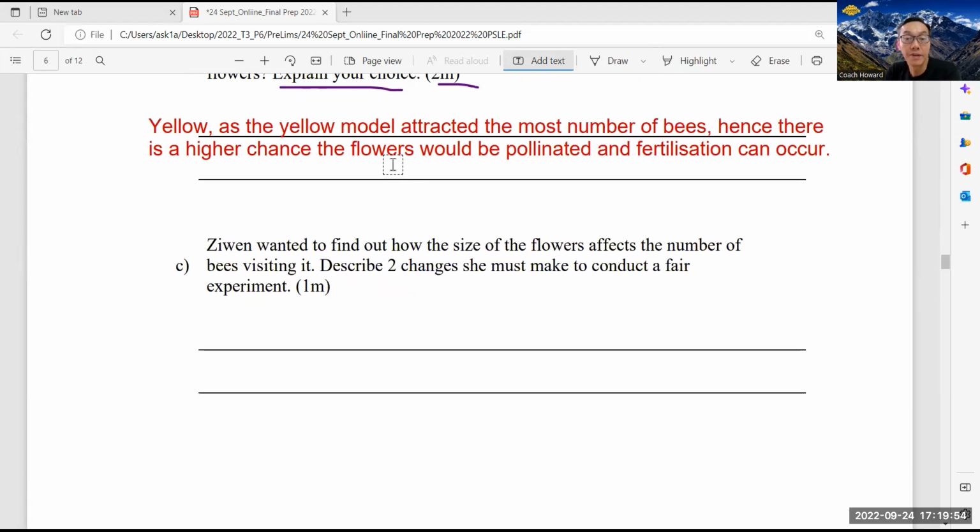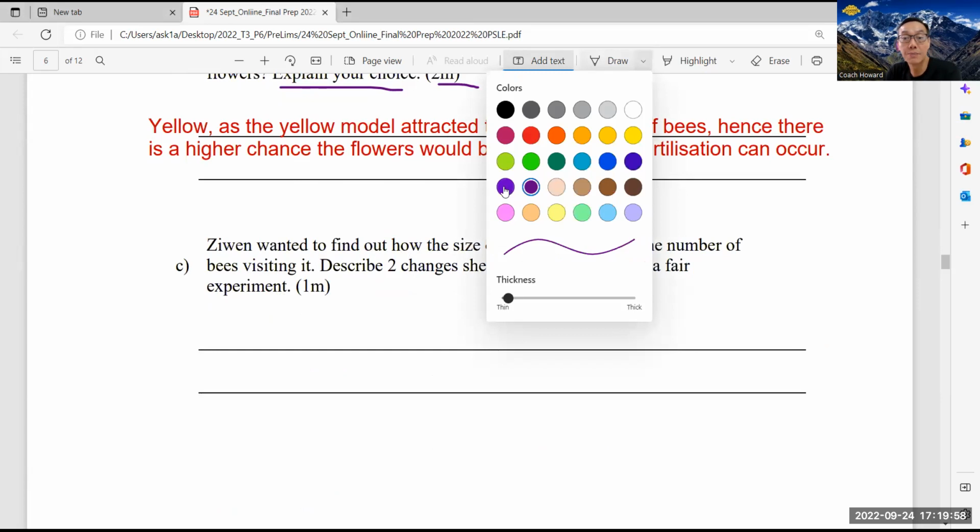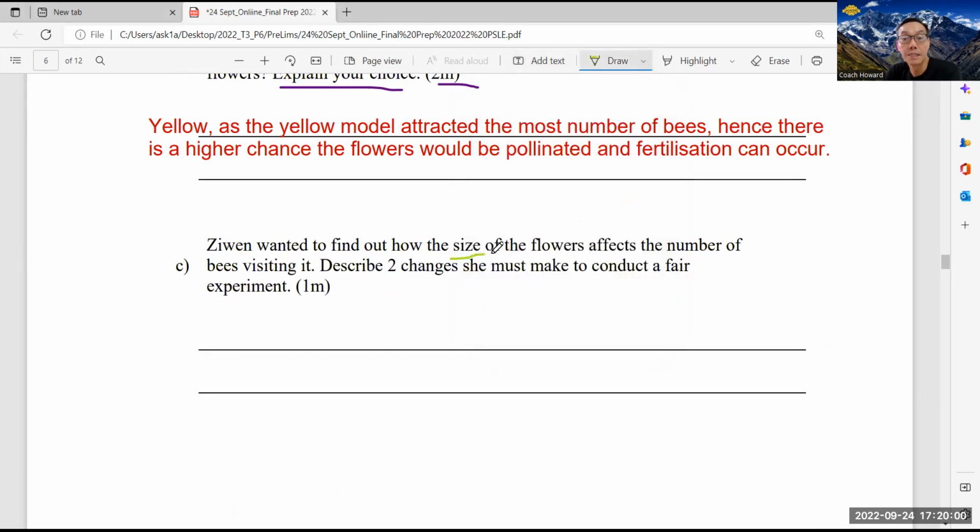Okay, next, very easy. Find out how the size of flower, so underline this part, size of flower affect. So you must change the size. Okay, don't describe two changes. So she should keep the color of flower the same while using different sizes of flowers in the experiment.